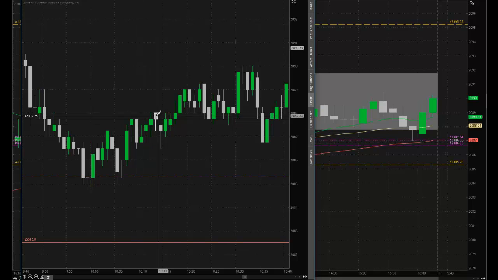At this point, this becomes a very important part to look for. You want to watch and see how it reacts to the opening range. And in today's case, it came back and was able to close.